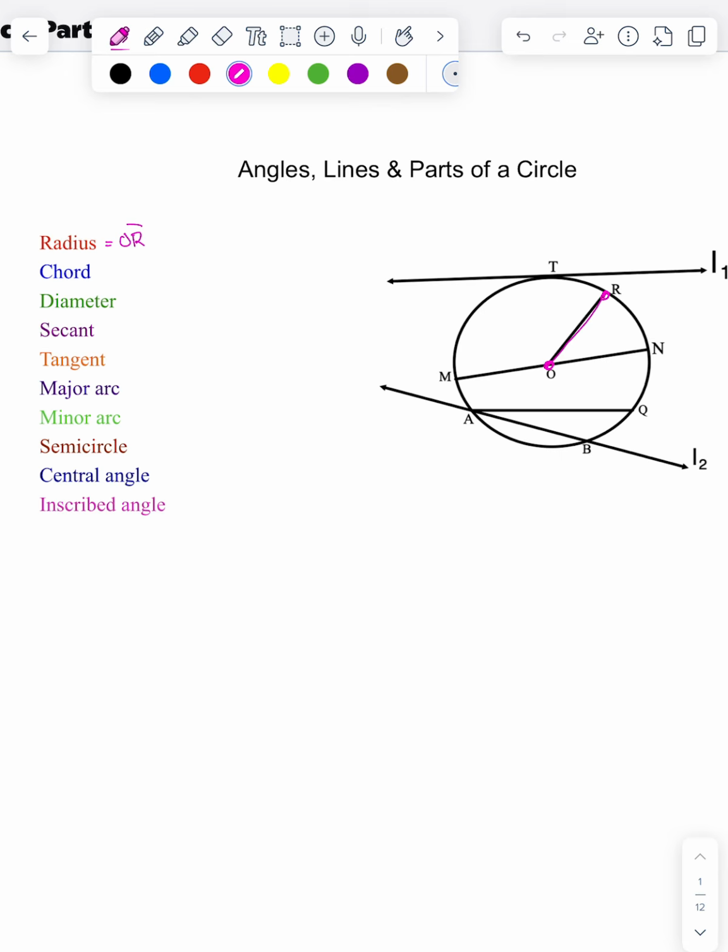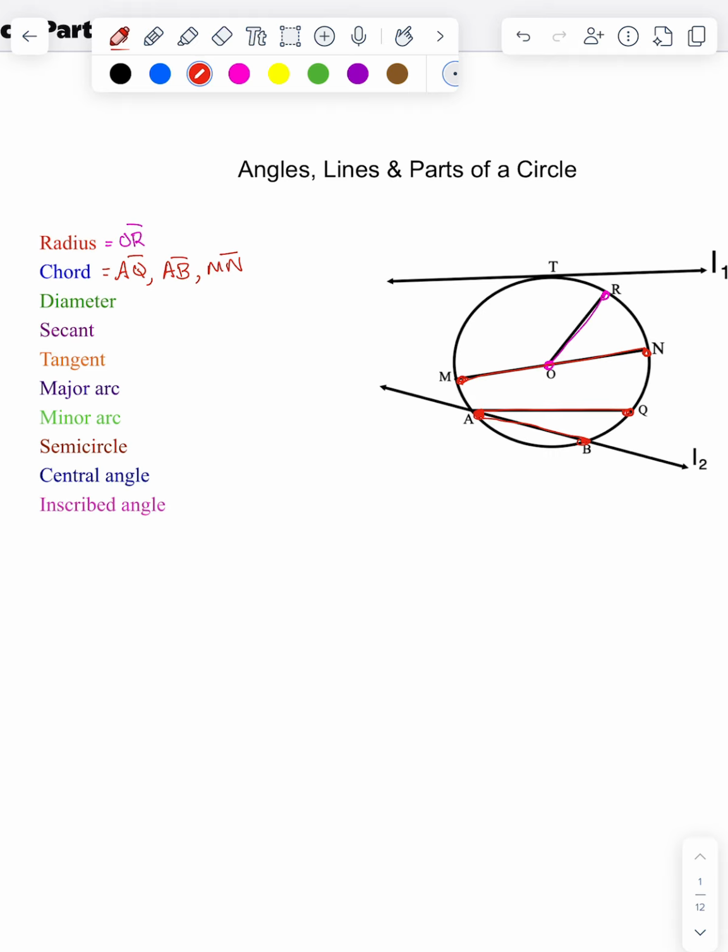A chord is a segment that connects 2 points on a circle. So for example, A and Q are both points on the circle. So the segment connecting them, AQ, would be a chord. A and B are also points on the circle. So the segment connecting those 2 points would also be a chord. And finally, M and N are both points on the circle. So the segment connecting them would be a chord.